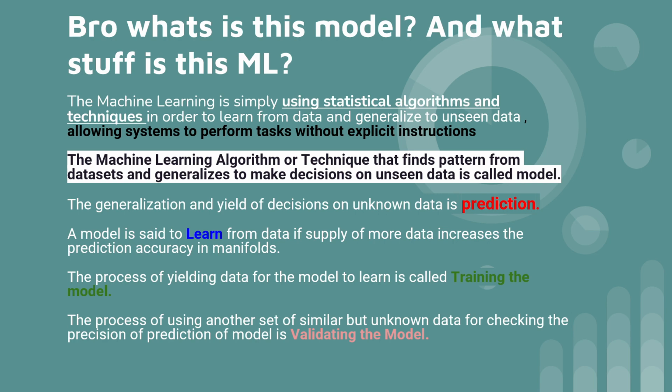And here we have defined learning recursively: if we supply more and more data to the model, the accuracy of the prediction increases manyfold. If that accuracy increases, then we can say that the model is learning from the data. The process of supplying data into the model is called training the model, and the process of checking whether our model actually does something or not is called validating the model.